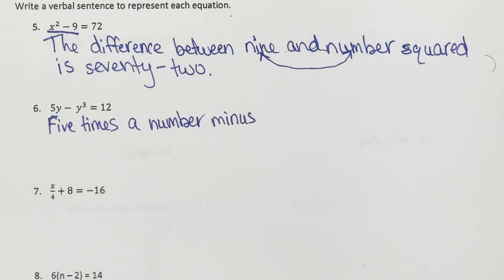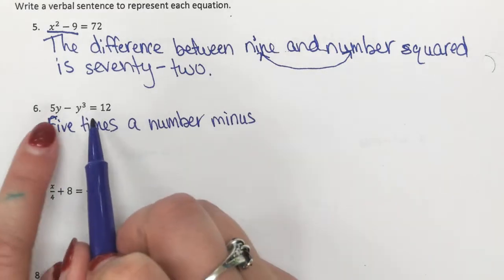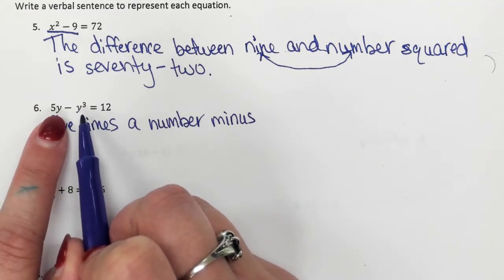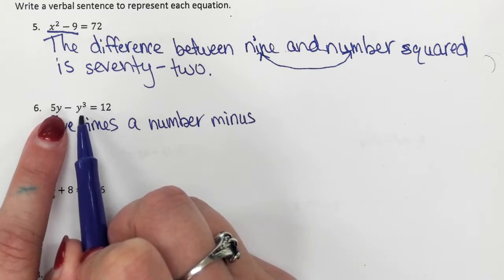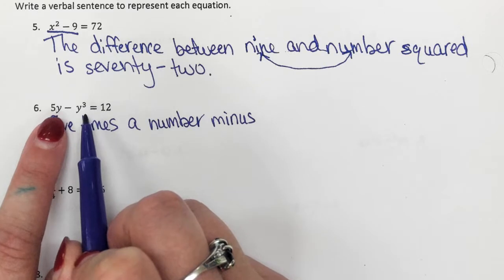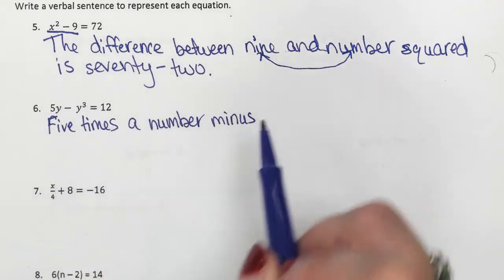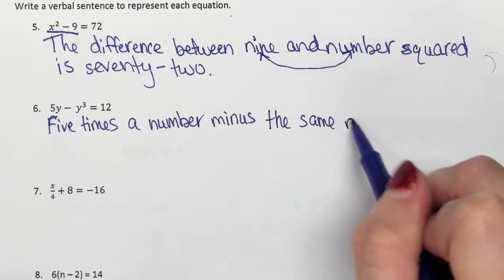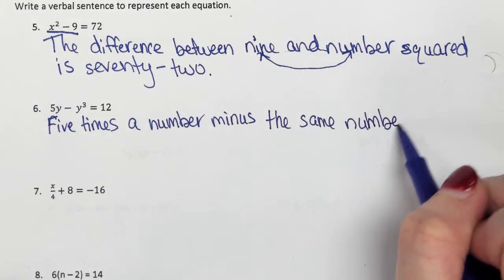Please do not say 5 times a number minus a number cubed, because that leads me to believe that these are 2 different numbers. Are these 2 different numbers? No, minus the same number. How do you know it's the same number? Because they're both y's, right? So let's say 5 times the number minus the same number cubed.